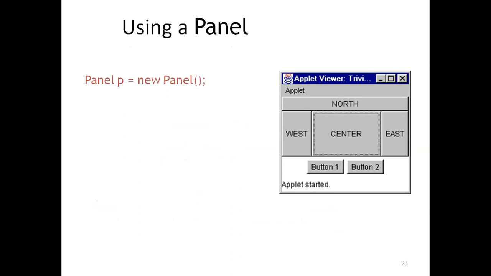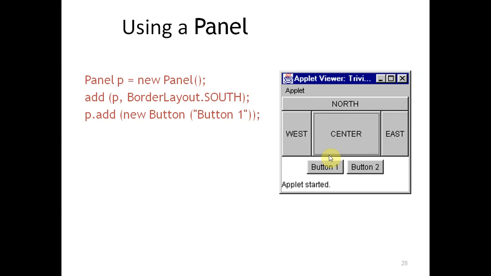In that case we have to write a panel P equals new panel, and that panel will be added on south. Then in the next statement we write add P comma border layout south. So here we are adding this panel P on the south, on the bottom of this window, this applet, and then we can add two buttons. In this panel we are adding p dot add new button 1 and p dot add new button 2. So 5 or 6 can be displayed like that.